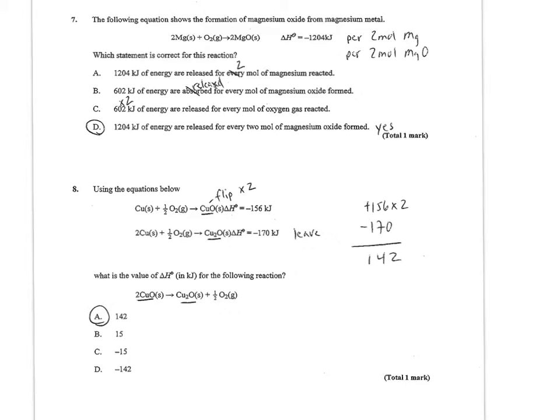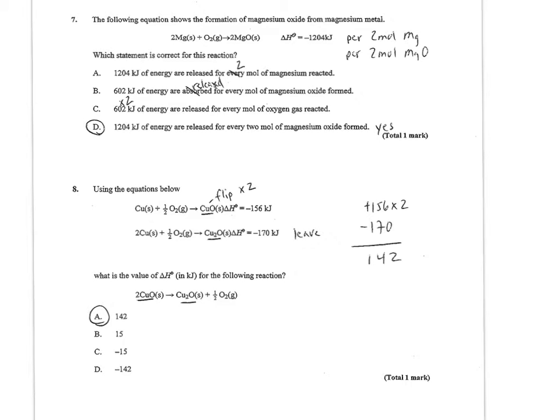Number 7, the following equation shows the formation of magnesium oxide from magnesium metal. So we've got 2Mg plus O2 yields 2MgO. You notice this isn't expressed in kilojoules per mole, it's simply minus 1204 kilojoules because it's per 2 moles of Mg, per 1 mole of O2, and per 2 moles of MgO.